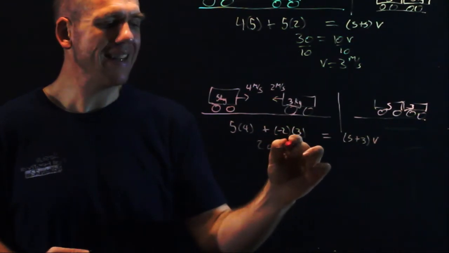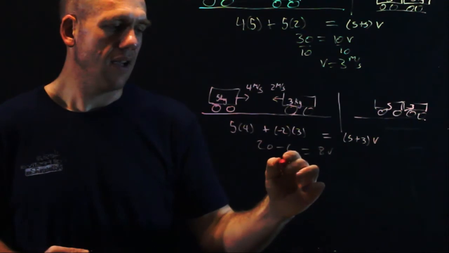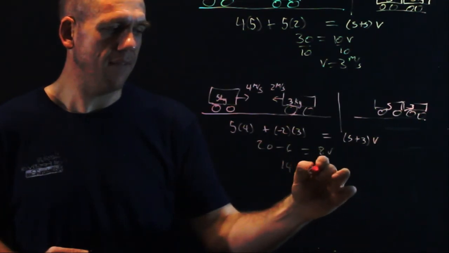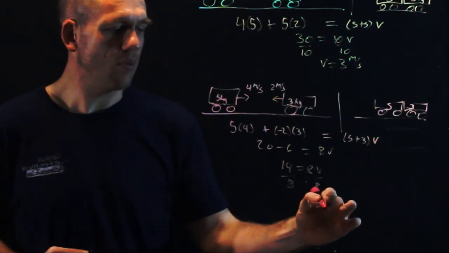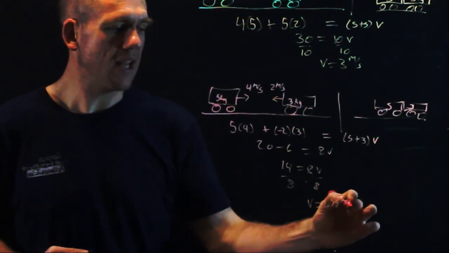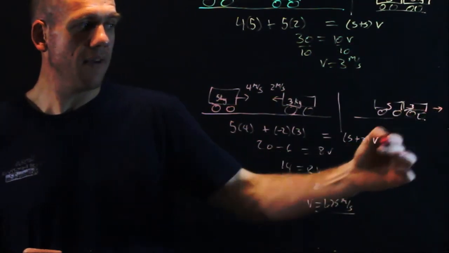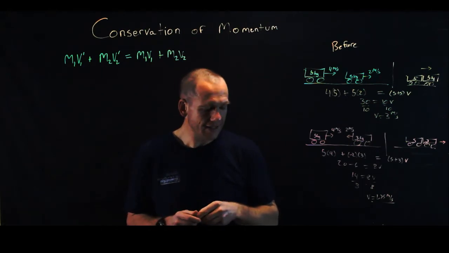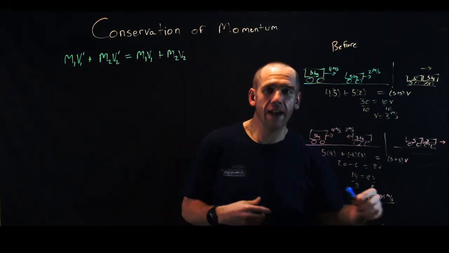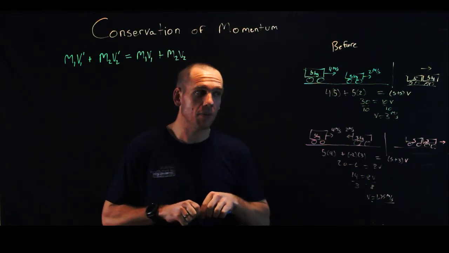So I have 20 minus 6 equals 8v, and that is 14 equals 8v. Divide by 8, divide by 8, and I get v is equal to 1.75 meters per second. And that is a positive 1.75, which tells me they are in fact moving off to the right. Now, one last example. We're going to have the two objects, instead of stick together, we'll have them bounce apart.